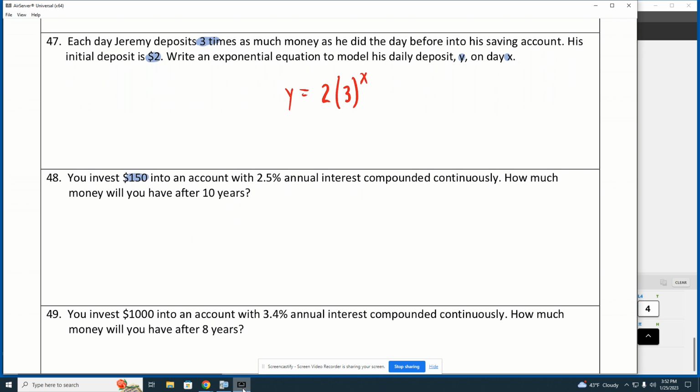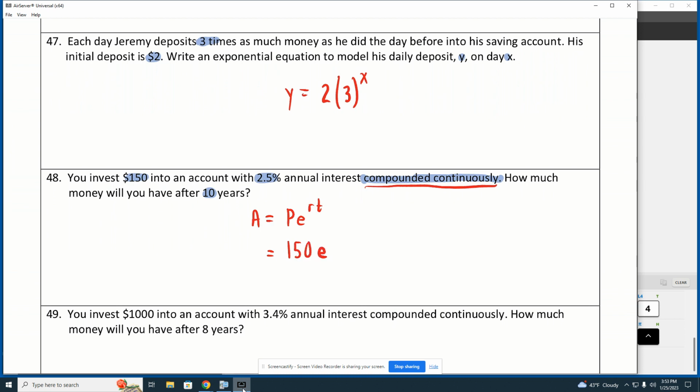You invest $150 into an account with 2.5% compounded continuously. How much money will you have after 10 years? So once again, this is not saying, hey, write the equation. It's just saying solve it. Now, what formula do I use? Compounded continuously. That is A equals P e to the rt. So what is P? What's my principal amount? 150.